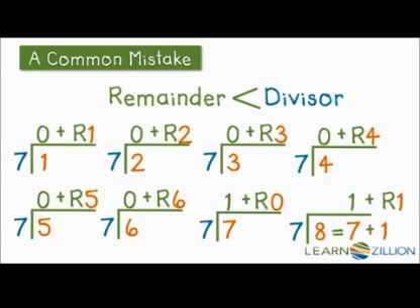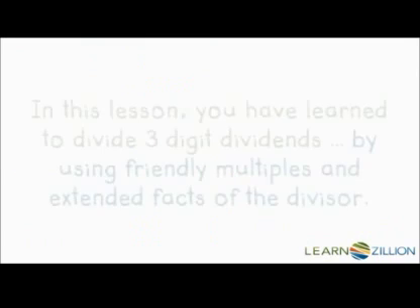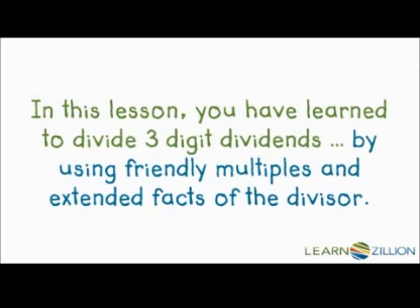So you know that if your remainder is larger than your divisor, you can subtract out another group of the divisor. In this lesson, you have learned to divide three-digit dividends by using friendly multiples and extended facts of the divisor.